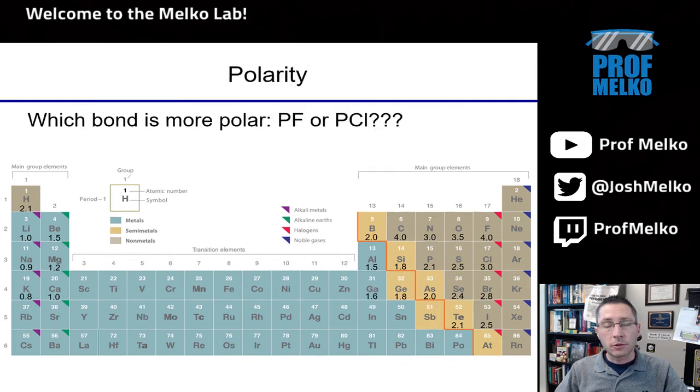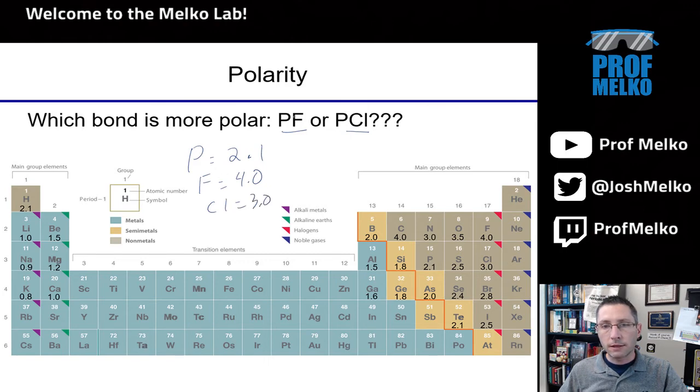What about this one? Use the same strategy and try to answer this. What bond is more polar, PF or PCl? Okay, P's electronegativity value is 2.1. F's electronegativity value is 4.0. Cl's electronegativity value is 3.0.